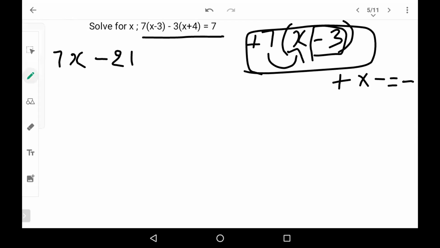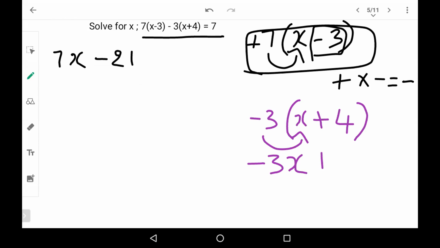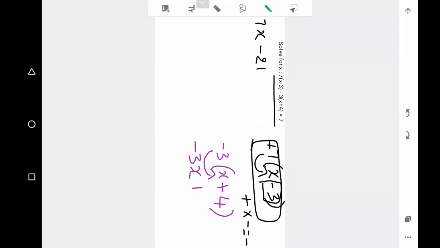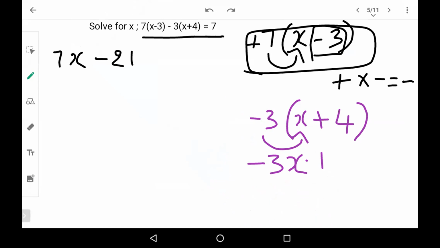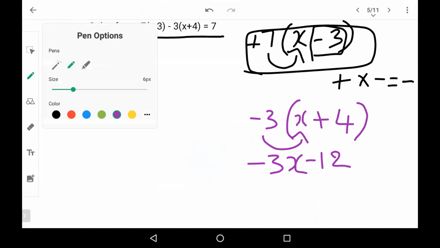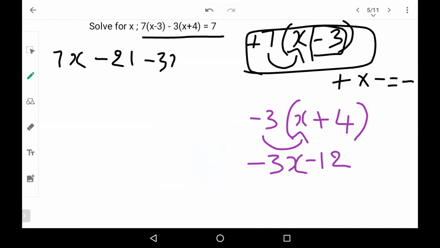Okay, now let us go and remove the bracket for the next expression, that is minus 3 into (x plus 4). Now here minus 3 into x will give me minus 3x, and then minus 3 into 4 is going to give me minus 12. Sorry for that. Okay, minus 3 into 4 will give me minus 12. So this is the final expression that I get. So let us write this down here. So this is going to become minus 3x minus 12. Okay, minus 3x and minus 12.